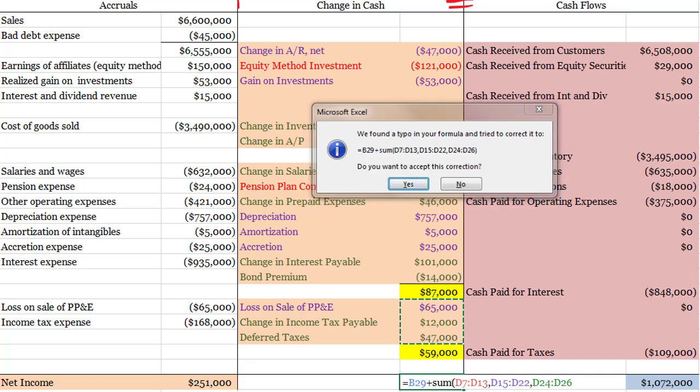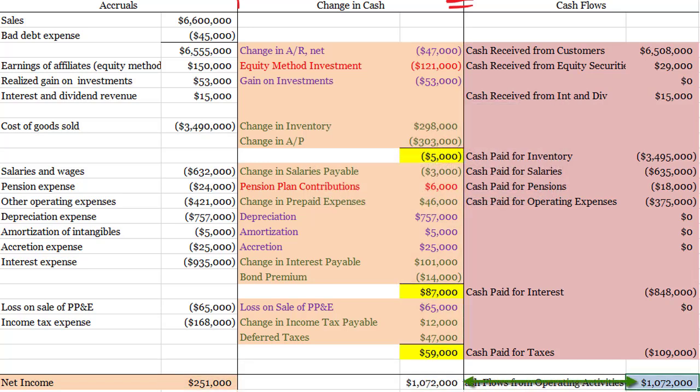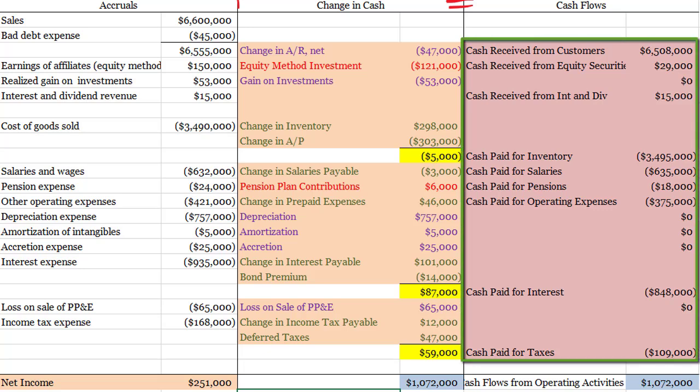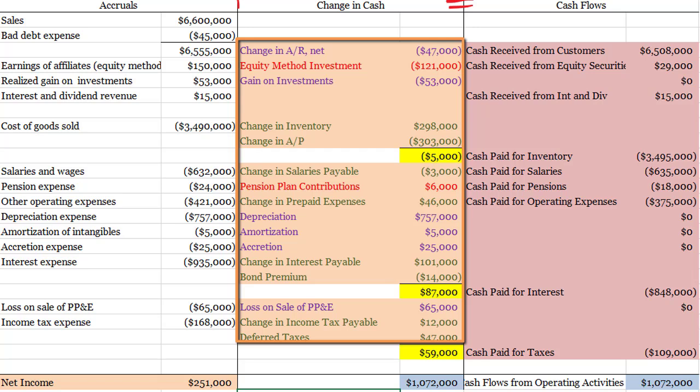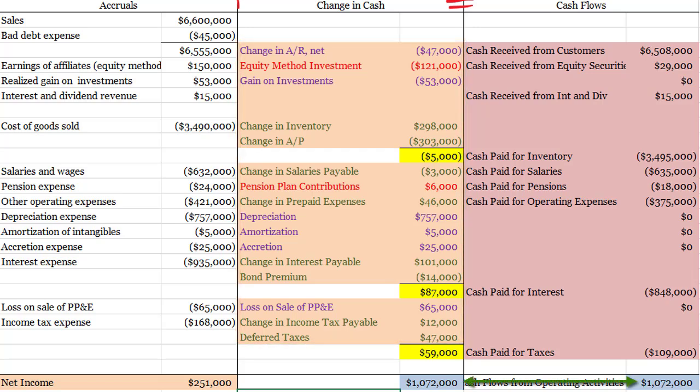But look at that. There's that same number. So whether I do it with the actual cash flow values, or I do it with these changes and other specific effects, I get to the same number. So what we see here in red, that's direct style. What you see here in orange, that's indirect.